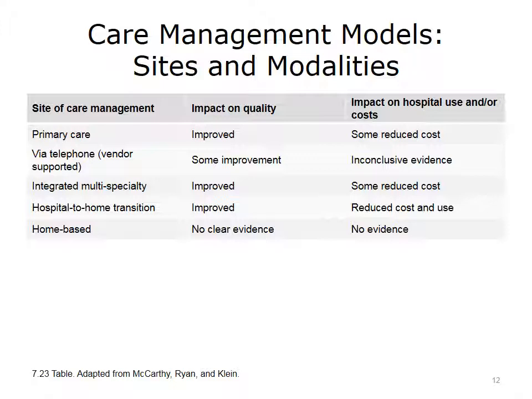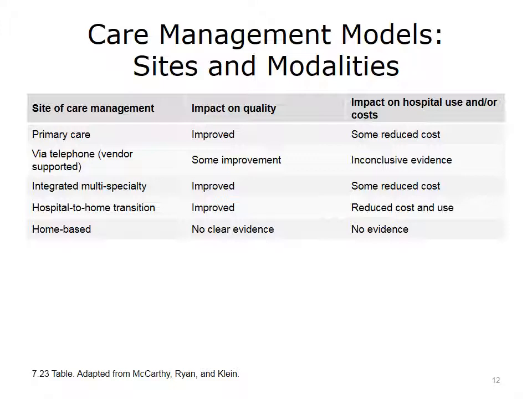In terms of site of care, when care management and population health is included in primary care, we often find that we have improved quality of care. And in terms of the impact of those programs on hospital use and cost, we find some reduced utilization of hospital services.